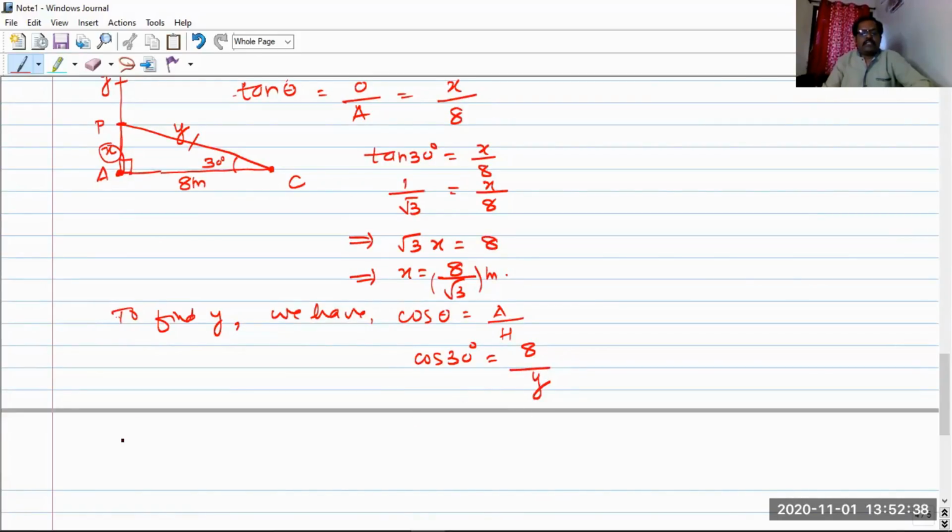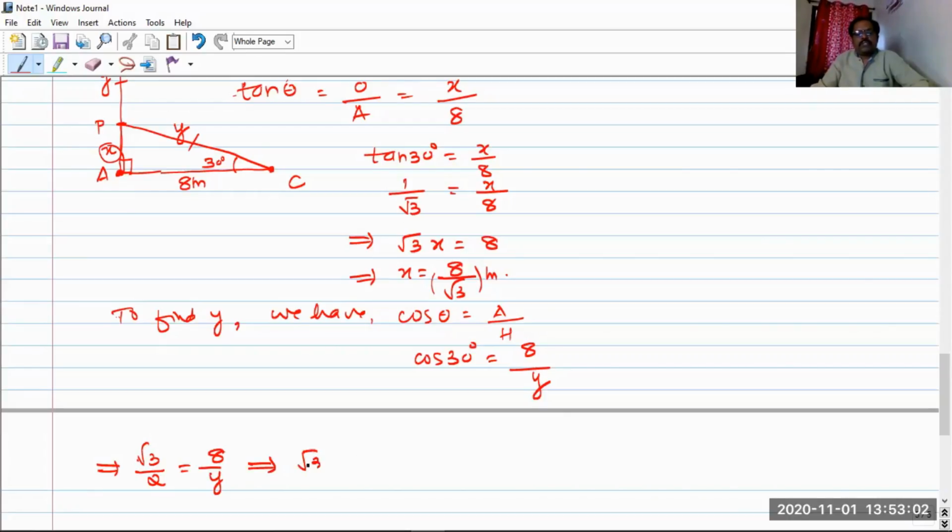How much is cos 30? Can anybody tell? We know sin 30, we know cos 30. Sin 30 is half and cos 30 is root 3 by 2. Yes, it is root 3 by 2 is equal to 8 upon y. So I will keep this 8 upon y as it is.